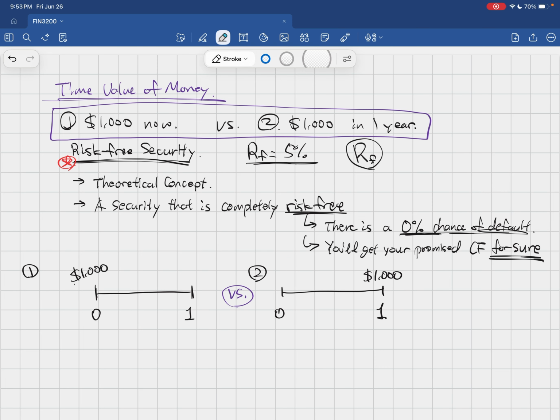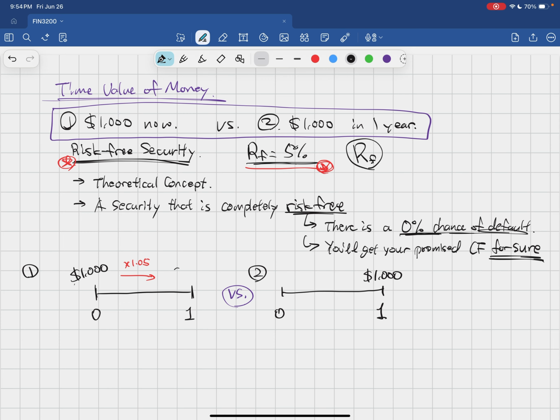Yeah, so if you were to invest this amount in a risk-free security for 1 year, we said the risk-free rate is 5%, right? So this $1,000 grows at a 5% rate for 1 year. If you can do the math, $1,000 times 1.05 would equal 1050 in year 1.